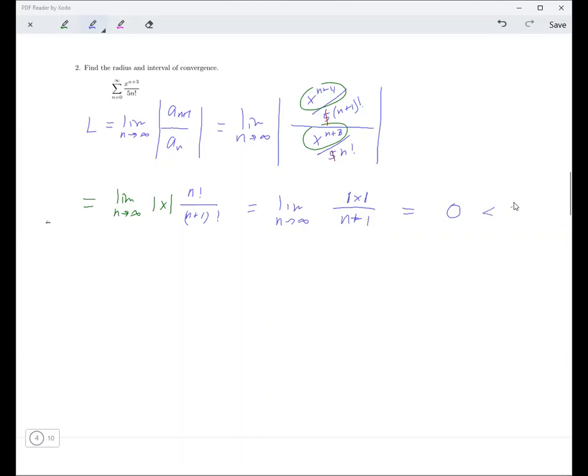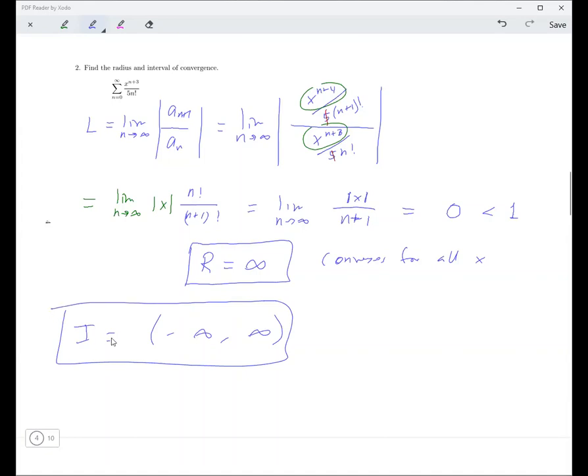And so what this means is that your radius of convergence is going to be infinity, because no matter what x is, it's going to converge. Okay, so no matter what x is, this series will converge for all x's. And that means your interval of convergence is going to go from negative infinity to infinity as well. Okay, any questions about that one?